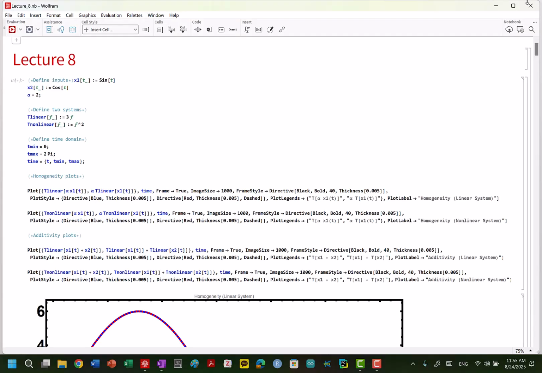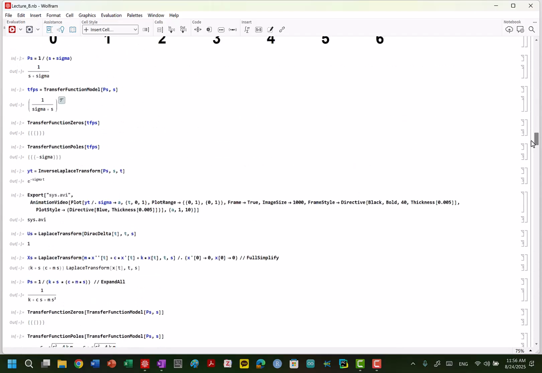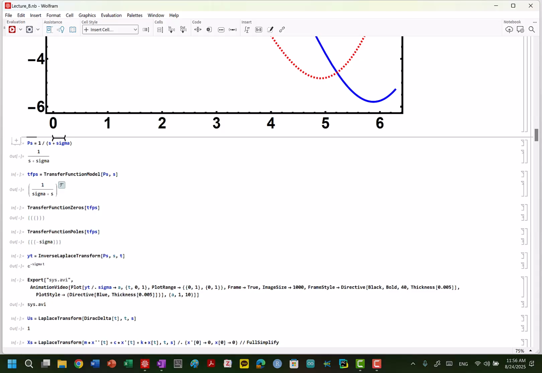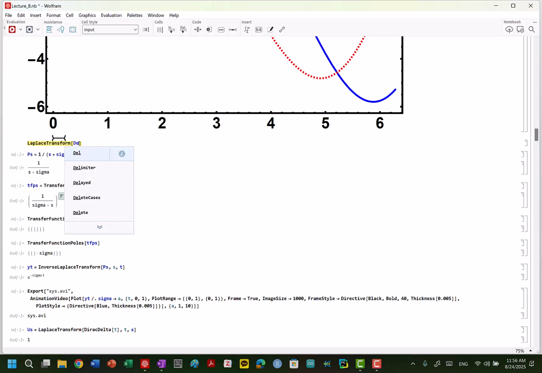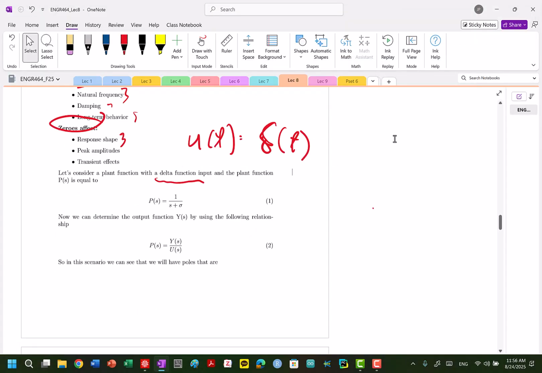let's go over here. Let's say I do a Laplace transform of delta of t, the Dirac delta of t, comma s. 1. So if I give you a Dirac delta or delta function, the Laplace transform, so my u of s in that scenario, would just be equal to 1.